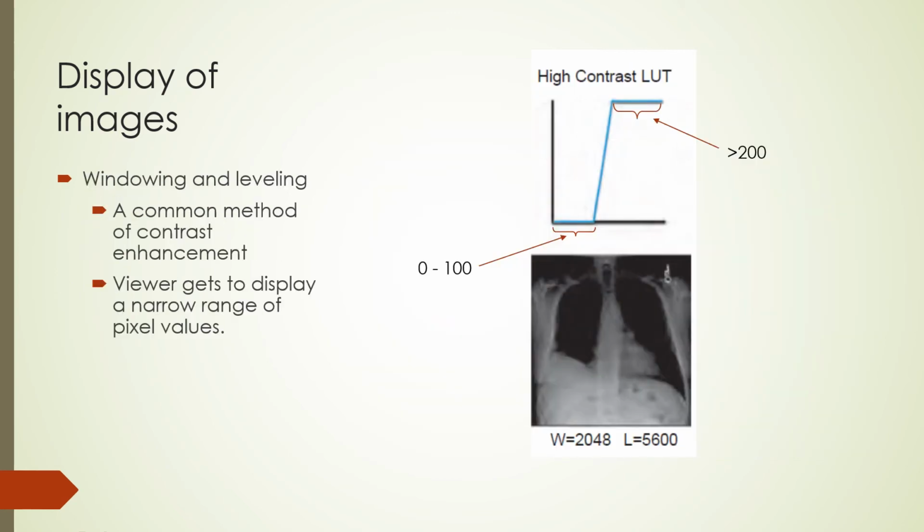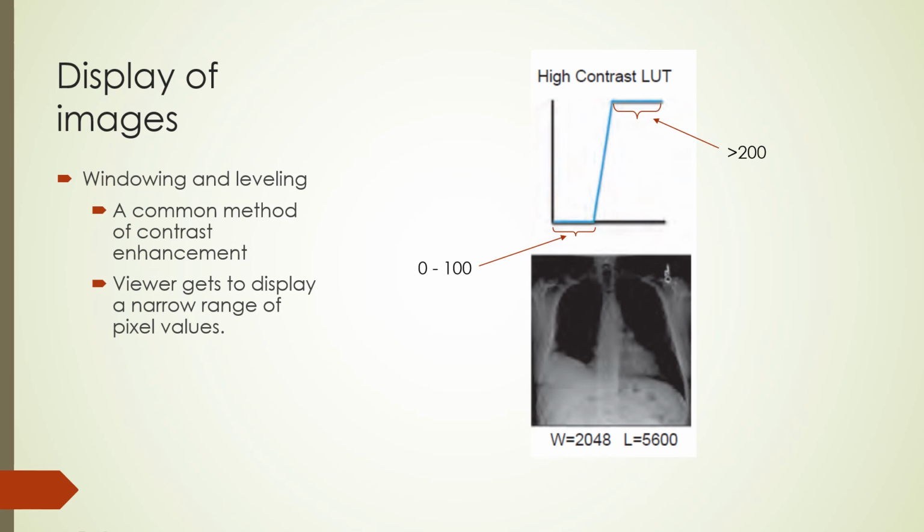Let's look at how windowing and leveling ties into the lookup table for contrast enhancement. In this case, the viewer gets to use the entire range of display intensities to display just a portion of the total range of pixel values. This works on either side of the current lookup table. The image here is the high contrast one on the previous slide. It displays a narrow range of intensities. The way this will be displayed is as follows.